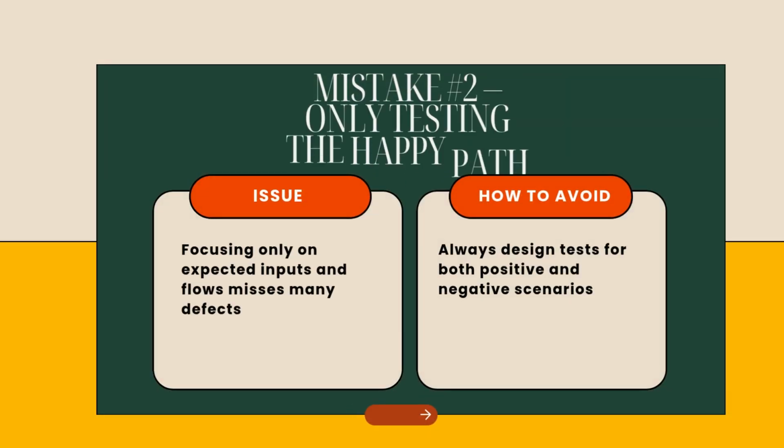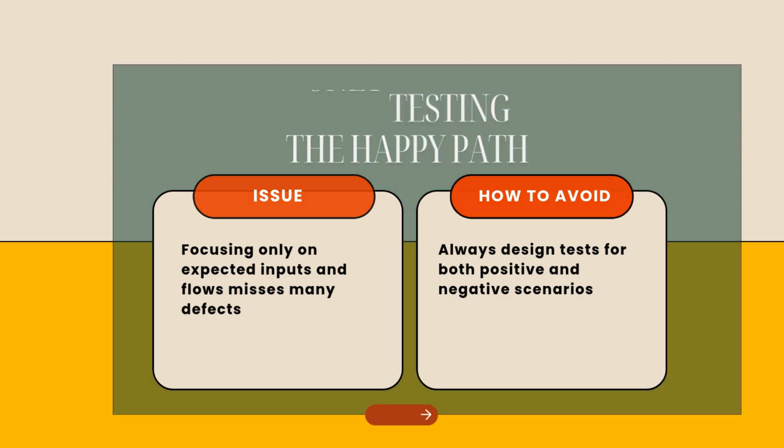Let's see mistake 2, only testing the happy path. Many beginners focus only on the happy path, the expected flows where everything goes right. But real users often explore beyond that. Testing both positive and negative scenarios ensures more bugs are found.